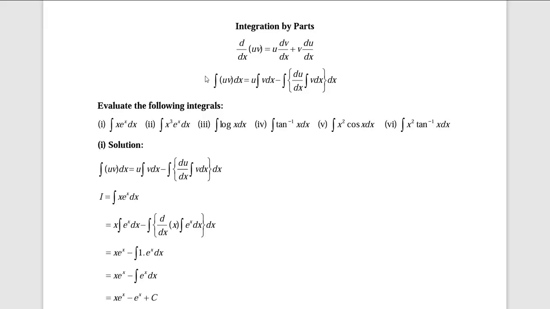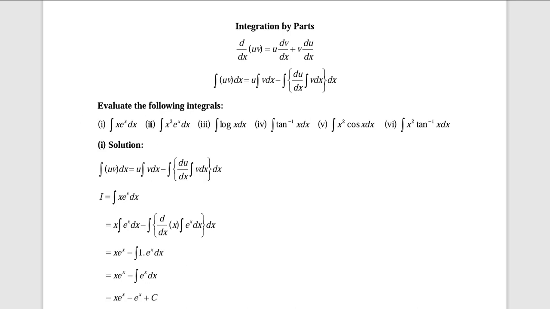Hello everyone, in our last few videos we saw type 1 to type 5. In this video we will be seeing type 6, which is basically integration by parts. So let's get started. Here we will basically be seeing the application of this formula, which is integration of u v dx equal u integration of v dx, then minus whole integration of d dx of u, then integration of v dx. So let's start number 1.